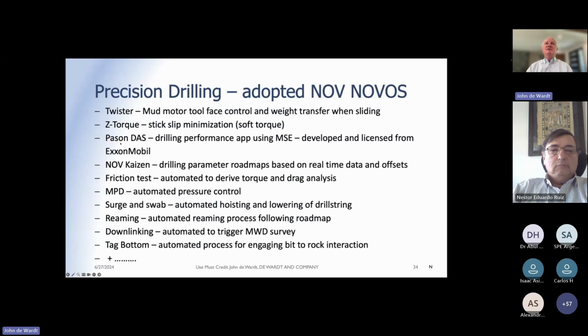that. So one of these is Pason's drilling automated system, which was actually developed with ExxonMobil based on the fast drill process, which is essentially looking at drilling performance using MSE and automating that. They do the friction test, they've got MPD, they do surge and swab, reaming. So you're starting to see common applications coming across these different companies.